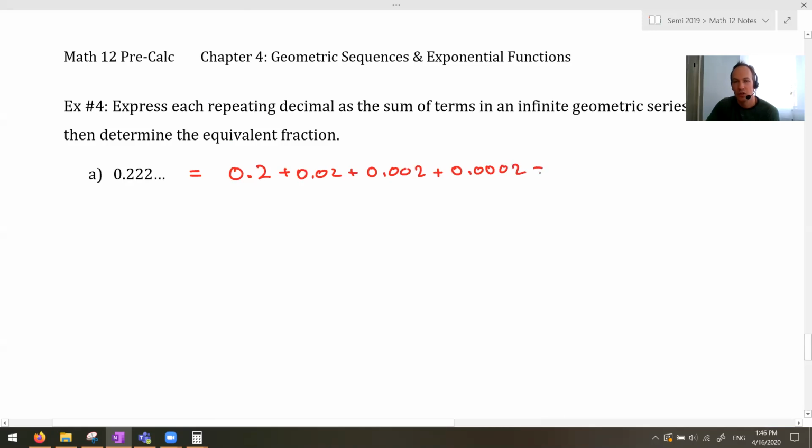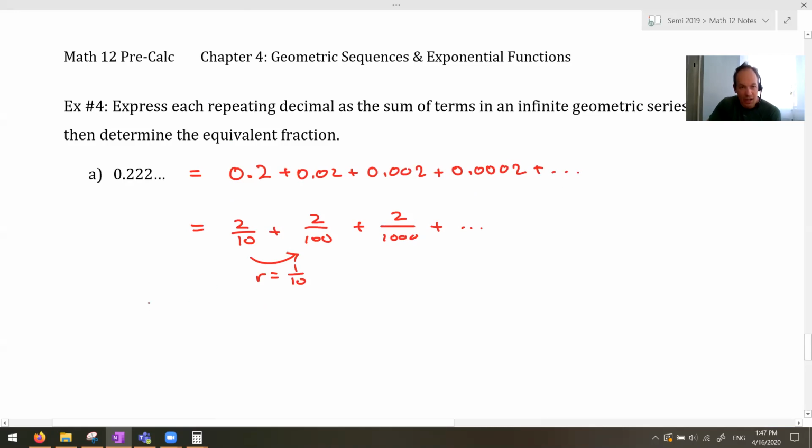Okay, so this is one way you can actually represent a repeating decimal, so you can think of it this way. You can even make this more obvious by making this 2 over 10 plus 2 over 100 plus 2 over 1,000, and so on. So we can see what's happening here. R, we're multiplying each term by 1 over 10.